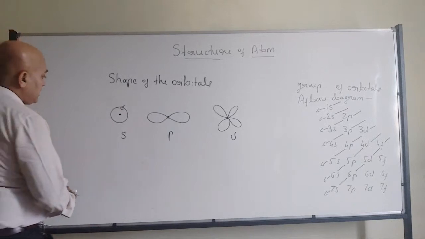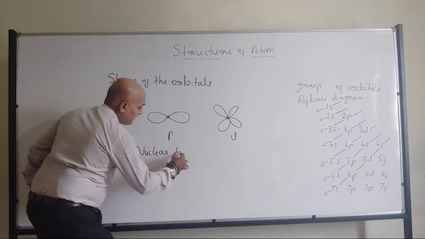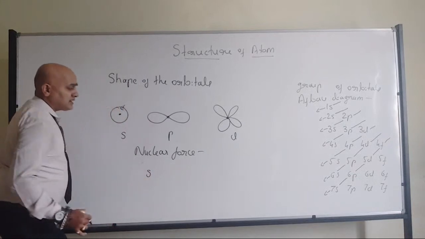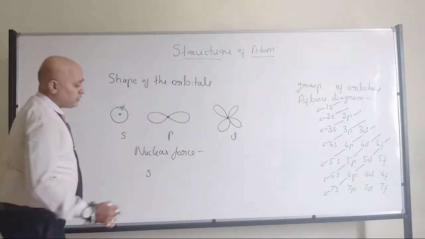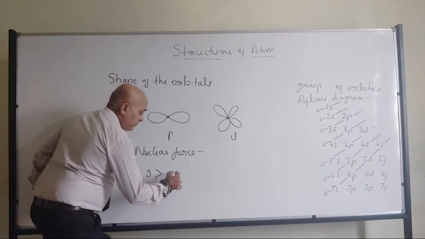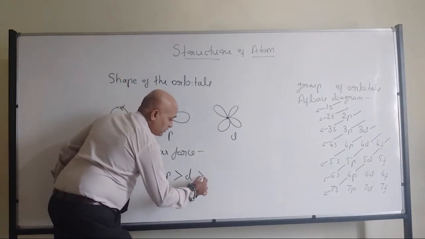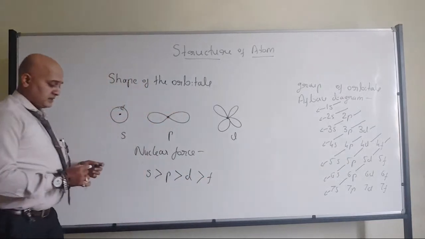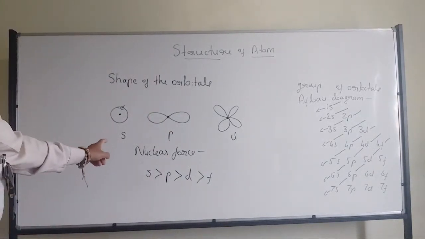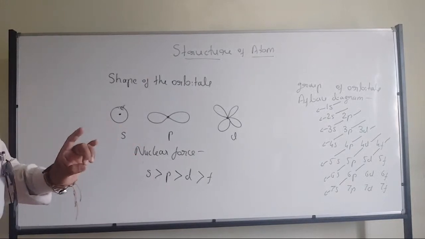So therefore, if I take the nuclear force, then I can tell that s subshell electrons will feel more nuclear force compared to p subshell electrons, which will feel more nuclear force compared to d, which will feel more nuclear force compared to f. All of you got my point? So that's where I am talking about nuclear force, not the energy level. I am talking about the nuclear force.